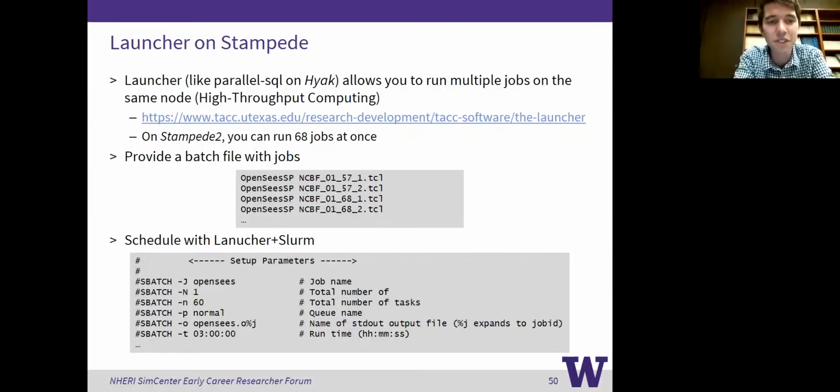Okay, and these are just some details about how you actually do this. So if we have a bunch of different ground motions that we want to run, from the work that I'm doing, it makes sense to run a bunch of jobs at the same time on the same node, just utilizing all of the different CPUs. So this is sometimes called high throughput computing. Okay, and so you need to make a batch file with all of your different analyses or jobs that you want to run, and then schedule it to run with Slurm if you're on Stampede.